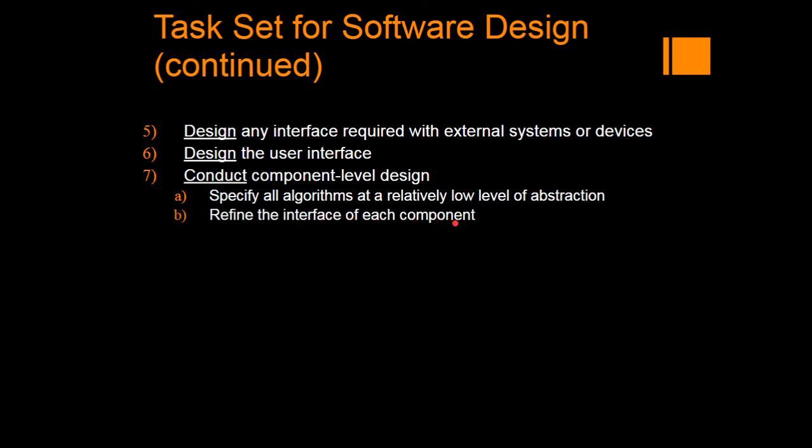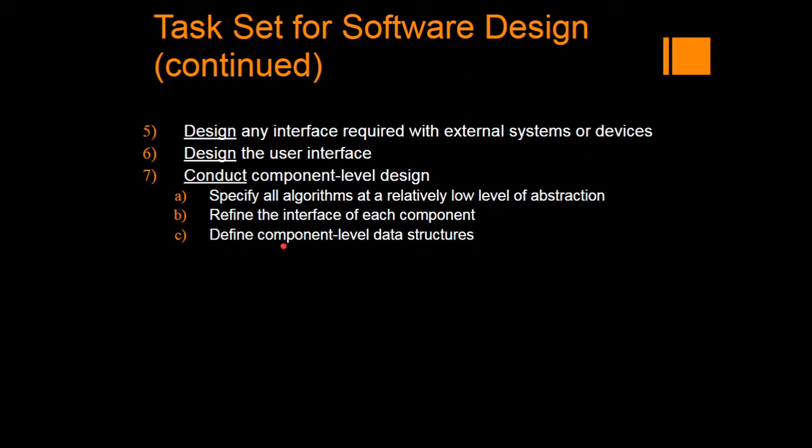Refine the interface of each component. Initially we must have defined some interfaces at an abstract level. Now we have to refine those interfaces for each component. That means how each component is going to function, what the data of each component is, how each component is going to interact with the other components, what data it is going to give or get, and how these components work together in order to get the work done.